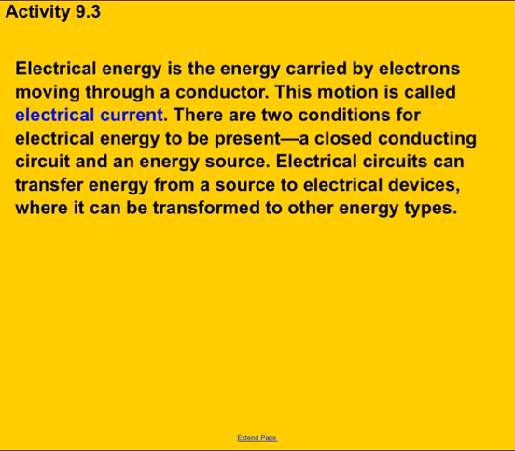In the video you saw, the person was the energy source. They're the one that was spinning it. So electrical circuits can transfer energy from a source to electrical devices, where it can be transformed into other types of energy. And that's what you saw. There was a circuit, there were wires that went from the generator, from where you were cranking, spinning the coil of wire.